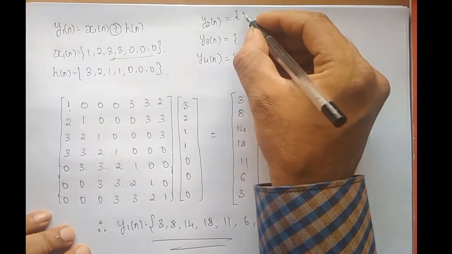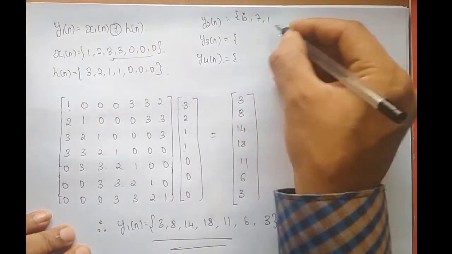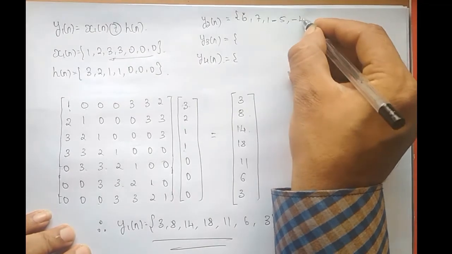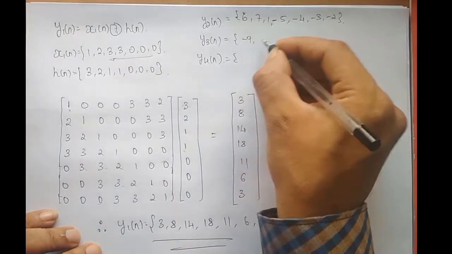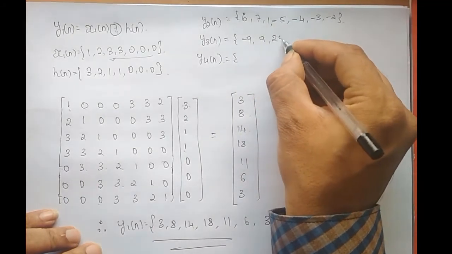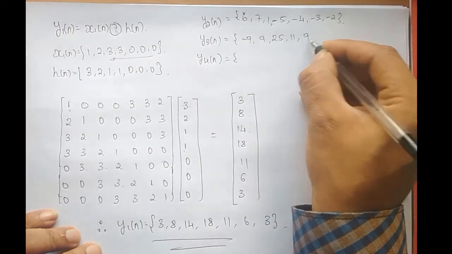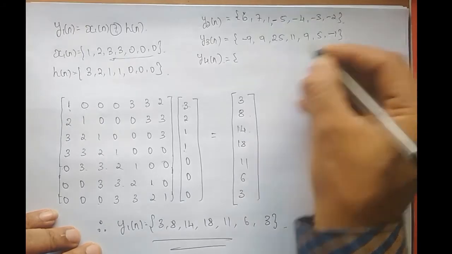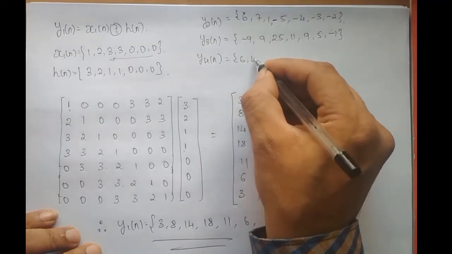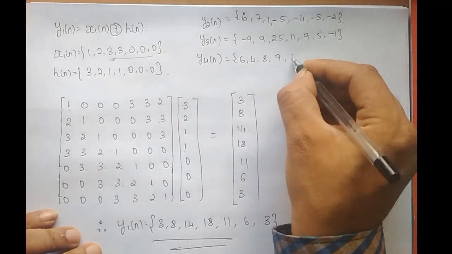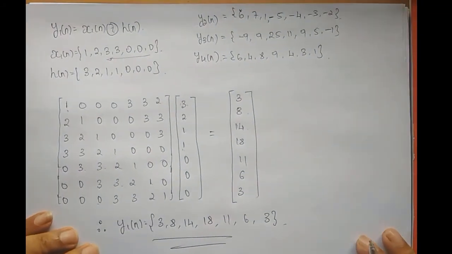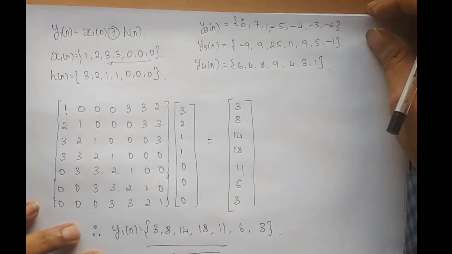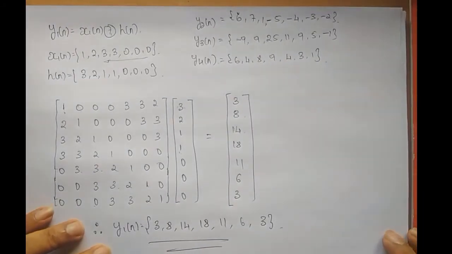So y2 of n, so we get 6 7 1 minus 5 minus 4 minus 3 minus 2. So y3 of n, minus 9 9 25 11 9 5 minus 1. y4 of n, 6 4 8 9 4 3 1. So these are the individual output of each block.